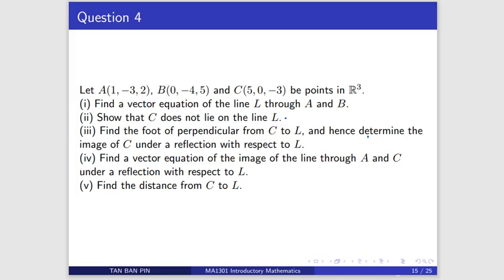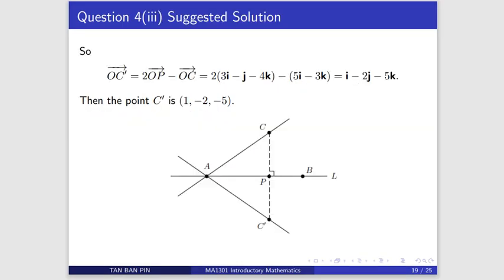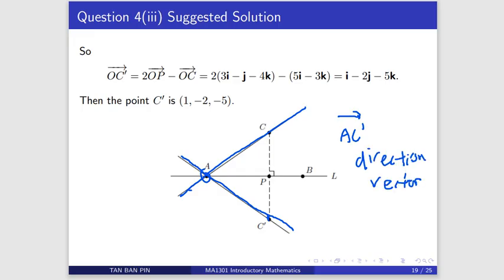In part 5, you're supposed to find a vector equation of the image of the line through A and C under reflection about the line L. The point A is on the line L, so which means if you reflect AC about the line L, then you should get the line AC prime. So it means the direction vector of the image line, you can take AC prime as your direction vector.